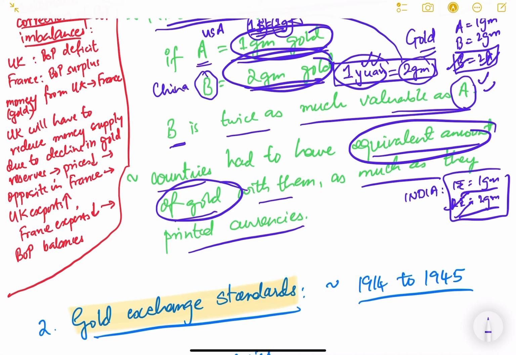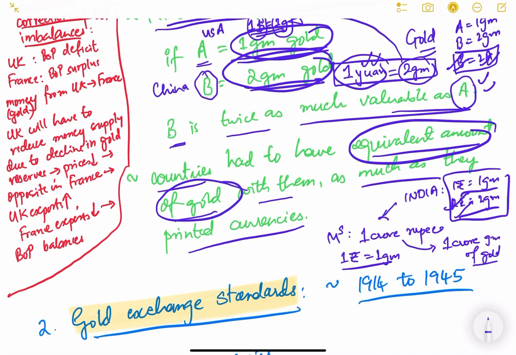For example, if a country like India is supplying money in the economy of, say, 1 crore rupees, I'm just giving you an example. If it is 1 crore rupees, and say 1 rupee is equal to 1 gram of gold, then basically India should have 1 crore grams of gold with it in its reserve. So this is very important.